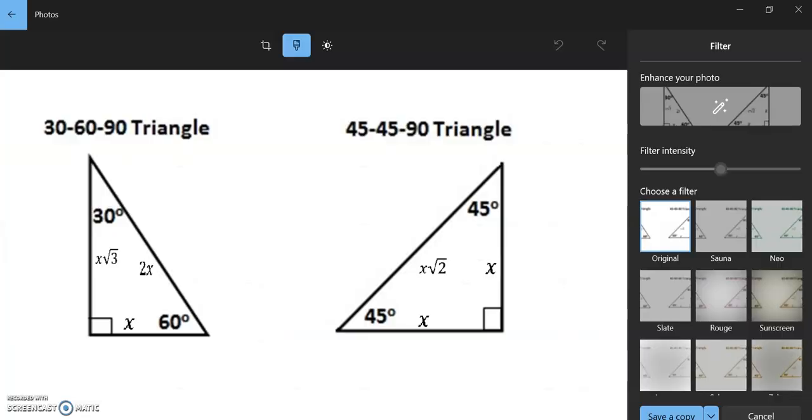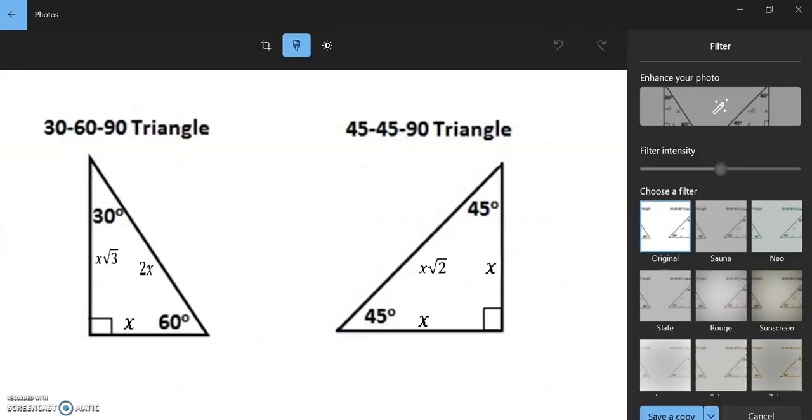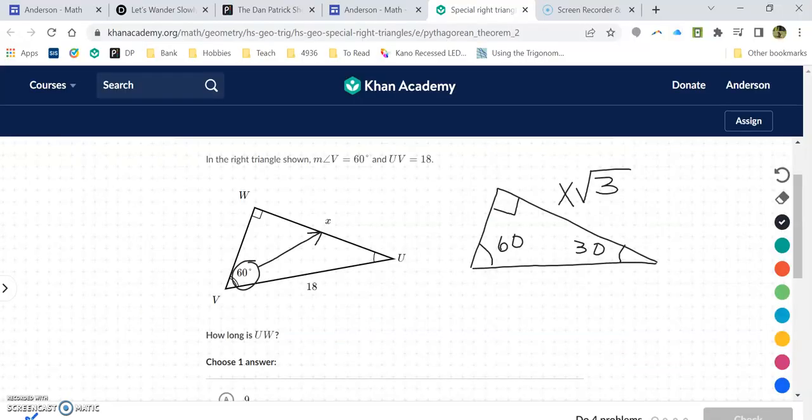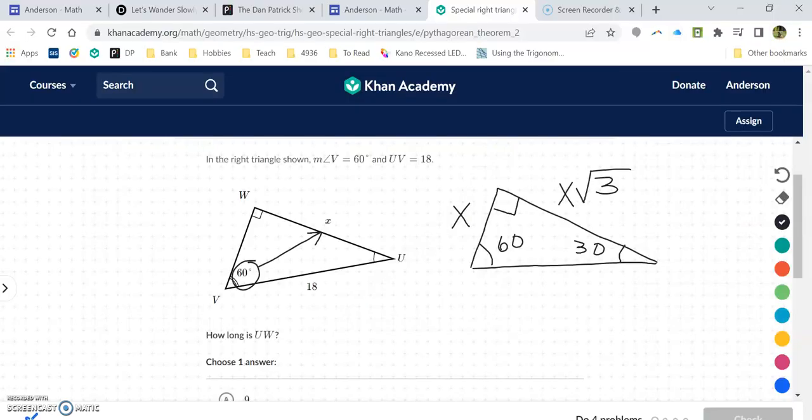If you look on the paper, opposite 60 is x square root 3. And opposite 30 is x, so this is x. And finally, our hypotenuse in the 30, 60, 90 triangle is 2x. So this is 2x.